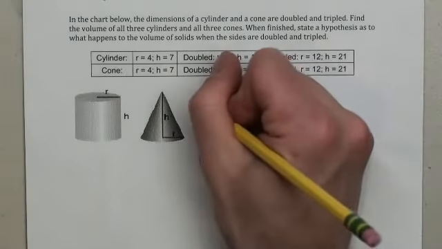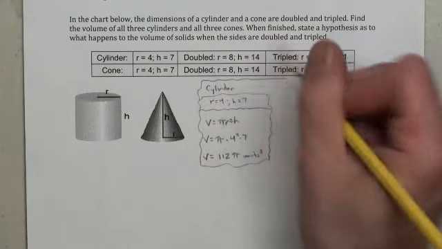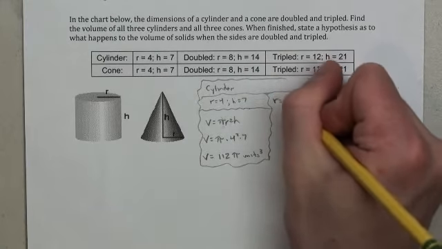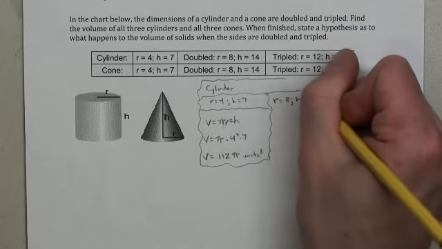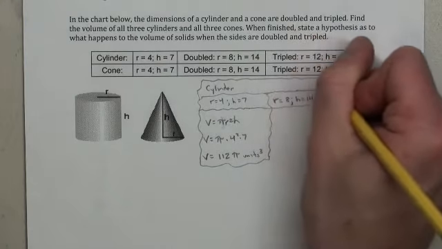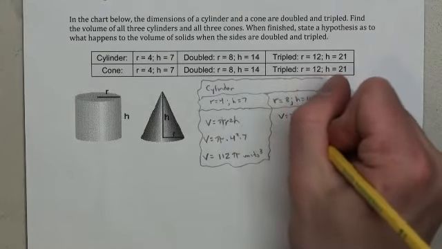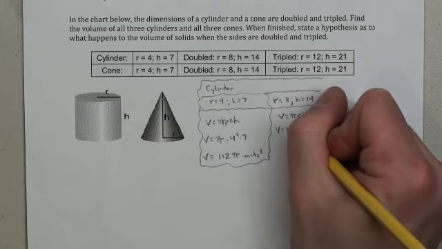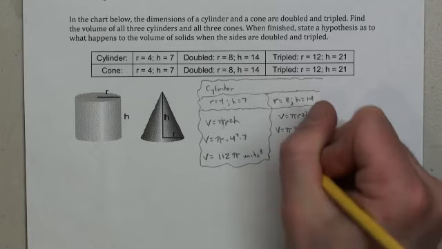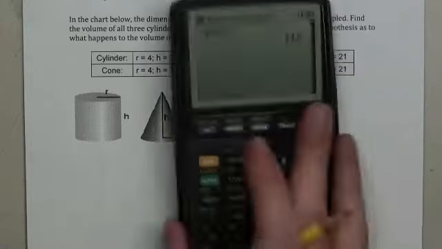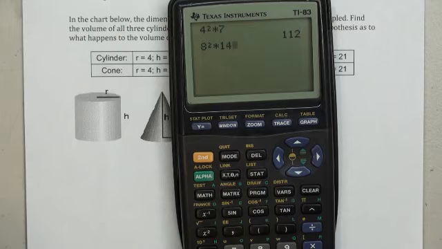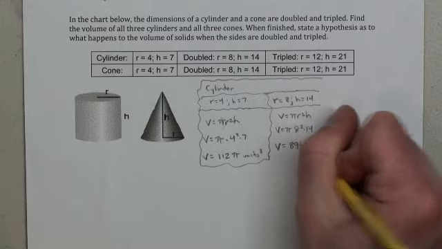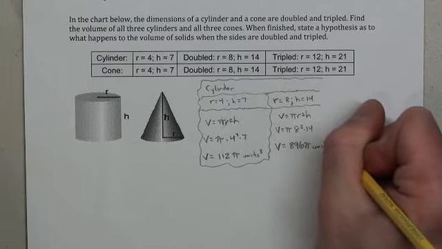So that was the first part for the cylinder. Now our radius is doubled. It's 8 and our height is doubled to 14, so we want to see what happens now. Volume equals pi r squared h. Volume equals pi times 8 squared times 14. Volume equals 896 pi units cubed.